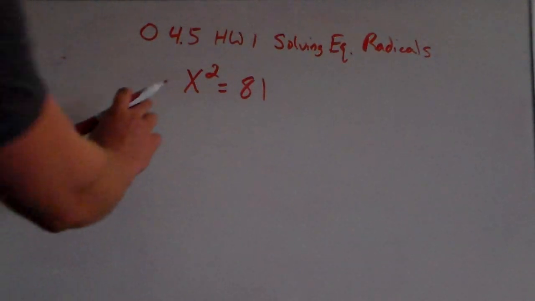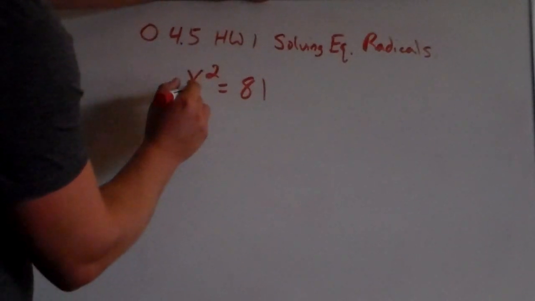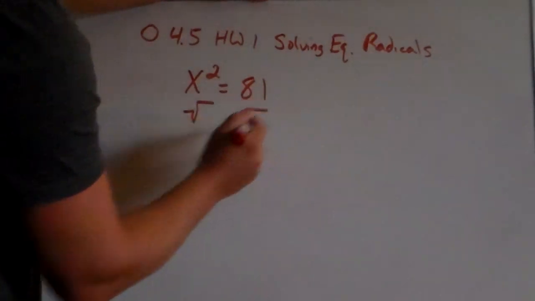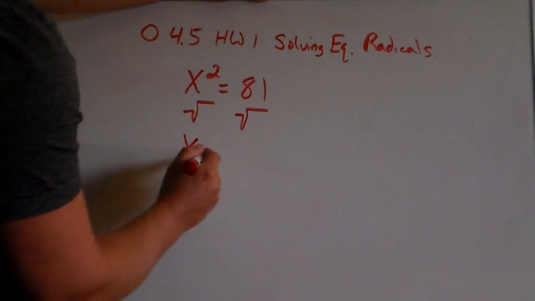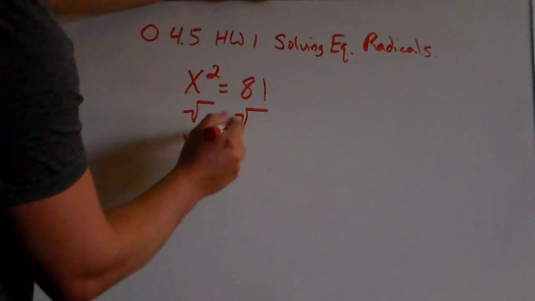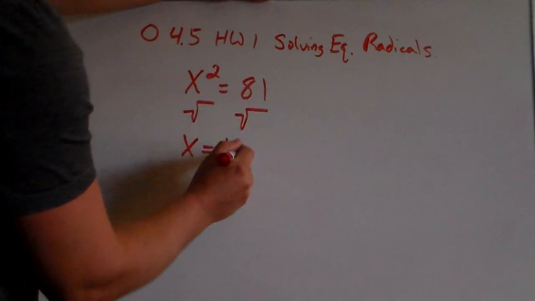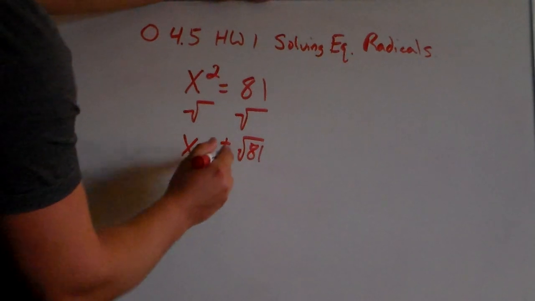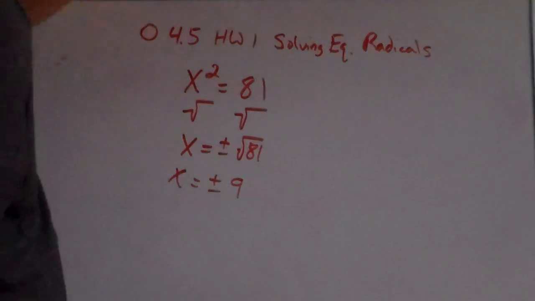Now our goal is to find out what the value of x is. So how do we go about doing that? Well, to get rid of the squared, the inverse operation is square root. So when you take the square root of x squared, you're going to get x. Now when you take the square root of both sides, you're going to get a plus minus with the number here. This is the square root of 81. And that square root of 81 is plus minus 9.